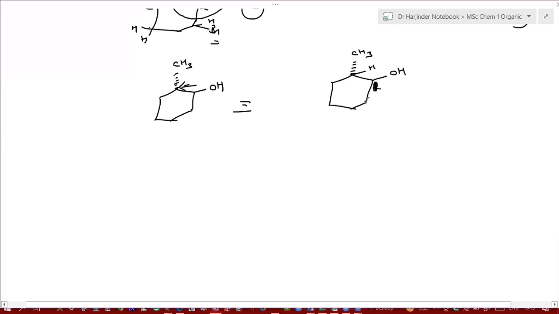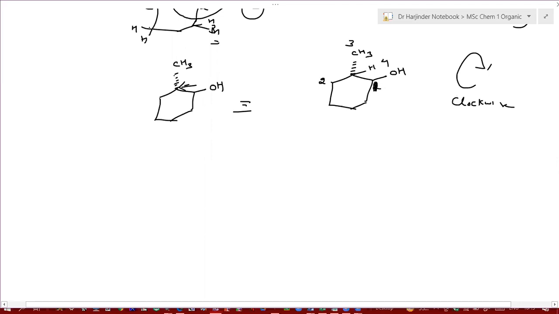Second priority, number 2, it will be the left one. The left CH2. Why? You have 2 hydrogen and 1 carbon. Here you have all 3 hydrogen. So this is number 2, number 3, number 4. So when you go from 1, 2 to 3, which sequence is appearing? Clockwise. R. And now you have to look at the table.